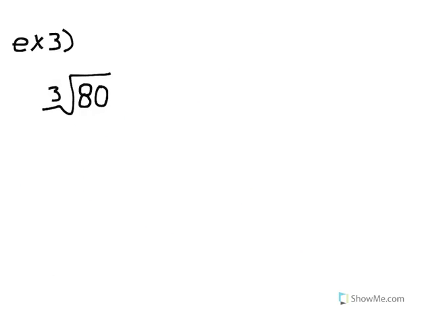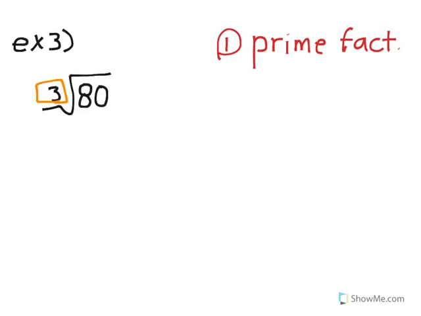We have another example, this time with a cube root, because now our index is 3. So it's the same steps, except now I'm going to take groups of 3, and I'll show you that. So we're going to start with prime factorization. So I have 80. Two numbers that multiply to 80: we have 8 and 10. Neither of these are prime numbers, so I can break both of them down.